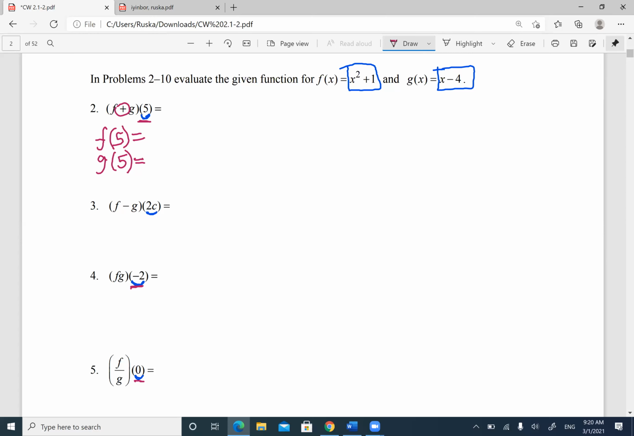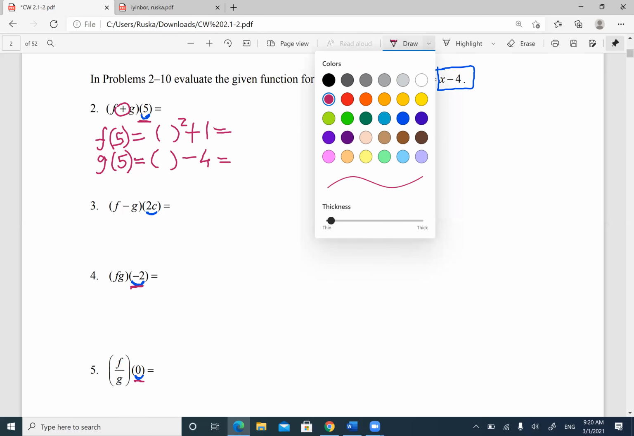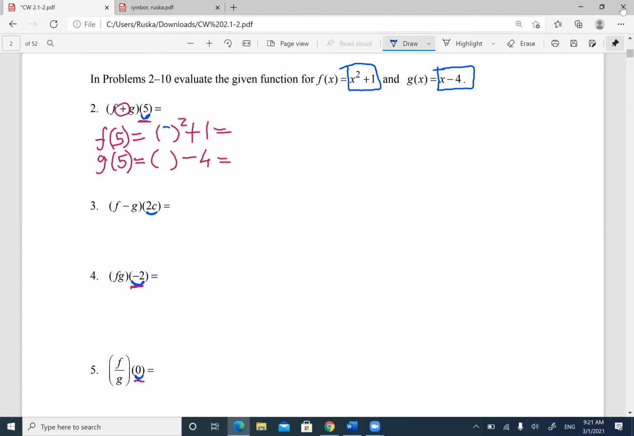So I'm going to follow f. F is x squared plus 1. And then I'm going to follow g, which is x minus 4. And I'm going to plug in for both of the functions. I'm going to replace x with 5. And then I'm going to simplify. 5 squared is 25 plus 1 is 26. And 5 minus 4 is 1. So these are the 2 numbers I get.